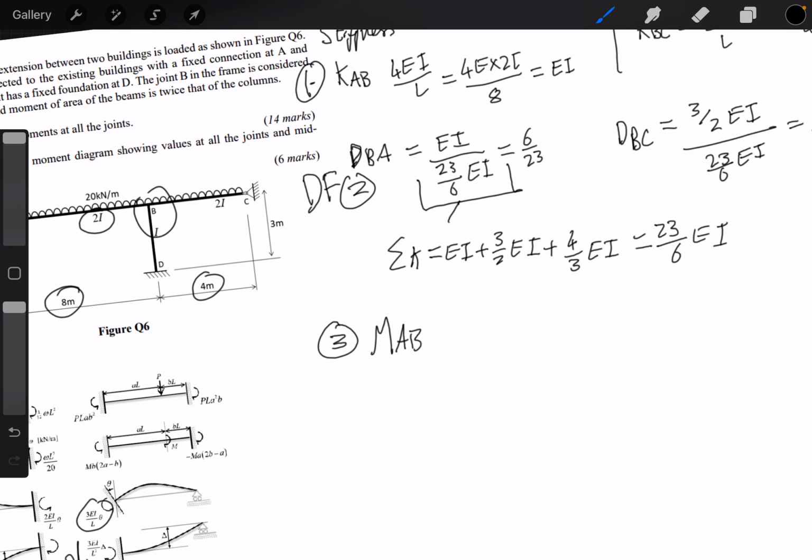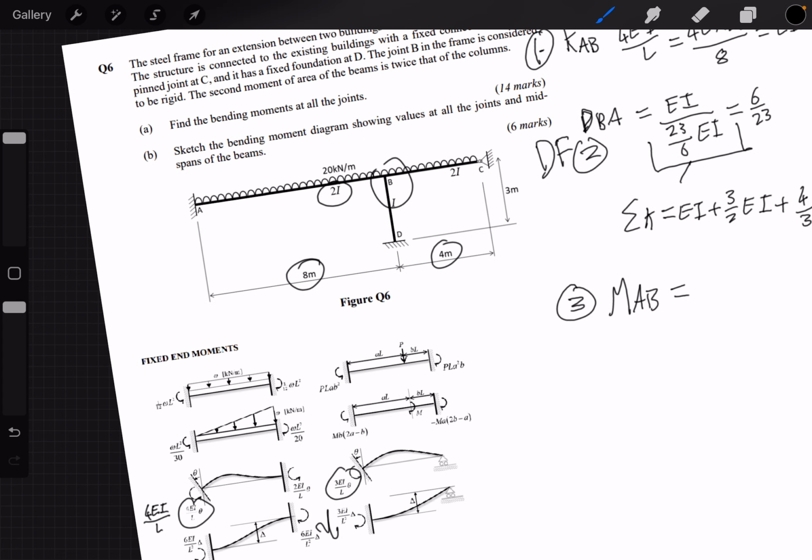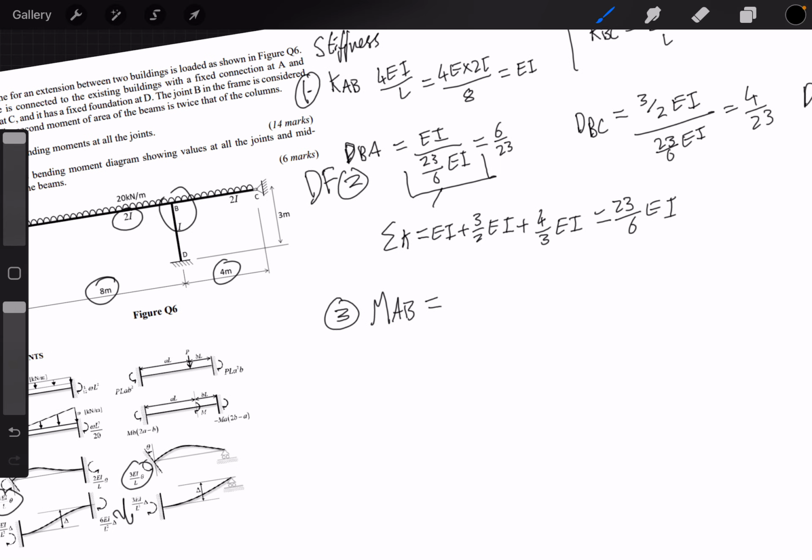So the moment of BA equals... Now, we've got a UDL over the top of this frame, and we know how to do that. It should be memorized, but it's also given here. So it's just, and we do it negative in this case, over 12. So if we put all of them together, it's 20 times 8, because we've got the length and we've got the uniform UDL.